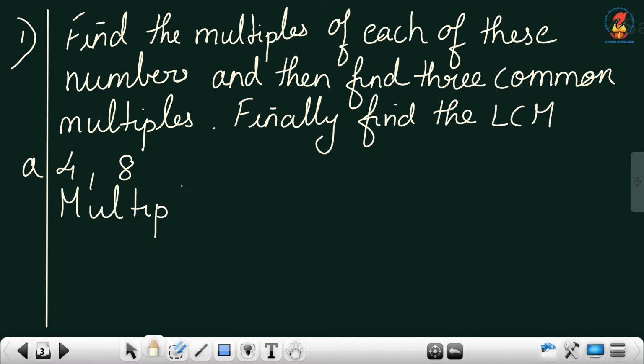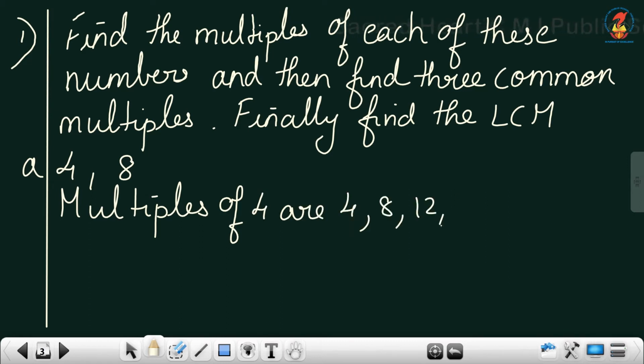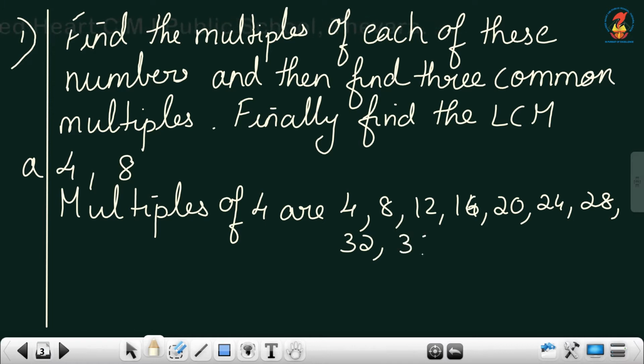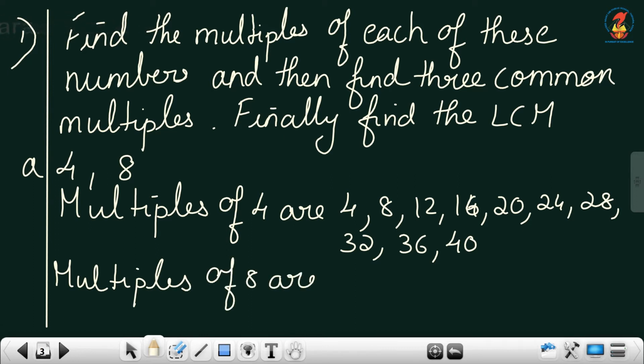Multiples of 4. Tell me what are the multiples of 4, children? Just tell the table of 4. That is 4 ones are 4, 4 twos are 8, 4 threes are 12, 4 fours are 16, 4 fives are 20, 4 sixes are 24, 4 sevens are 28, 4 eights are 32, 4 nines are 36, 4 tens are 40. I am stopping for the timing. Then multiples of 8. Which are the multiples of 8? 8 ones are 8, 8 twos are 16, 8 threes are 24, 8 fours are 32. I think that will be enough.